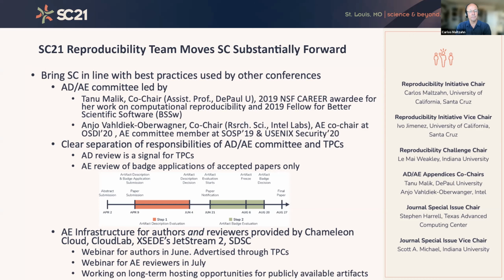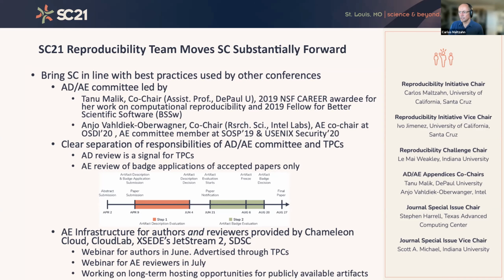And so Tanu Malik from DePaul University, and Anjo Wuerdig-Oberwagner from research labs in Intel did a fantastic job in doing just that. Anjo in particular has experience at OSDI, at SOSP, and also at security conferences, and that continues also in other conferences. So he comes in from other systems conferences that are not necessarily HPC related. He actually has no background in HPC. His specialty is security, but he brought in a set of practices that I think are very valuable. One of the things that they achieved is a clear separation of responsibilities between the ADAE review committees and the technical program committees.